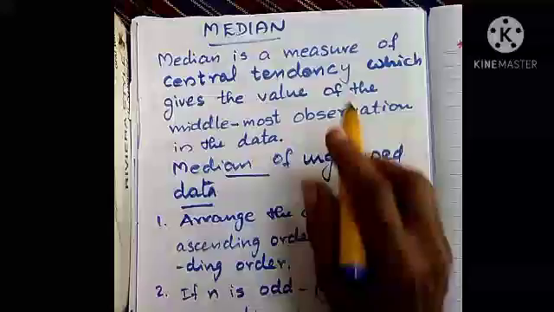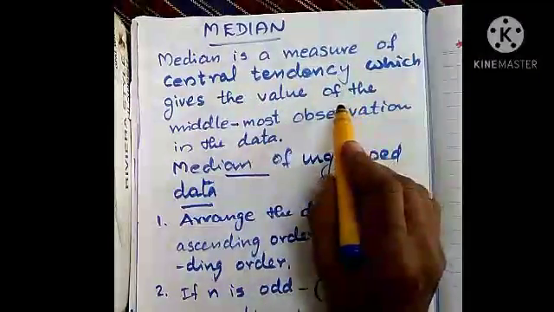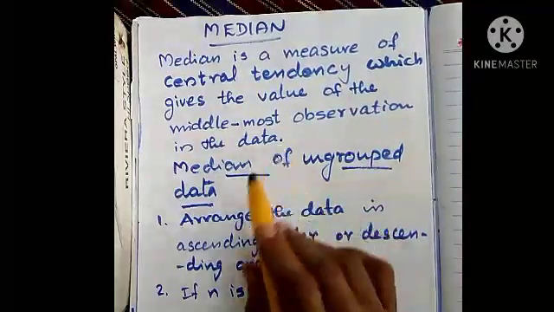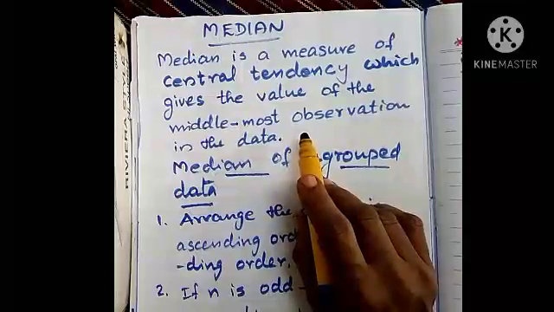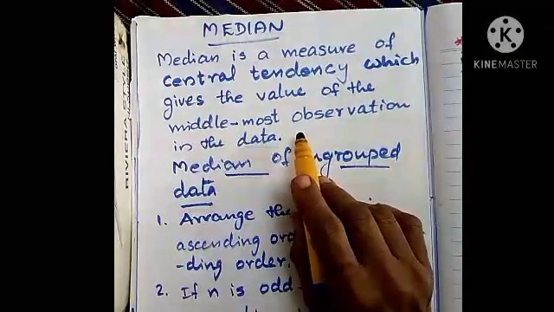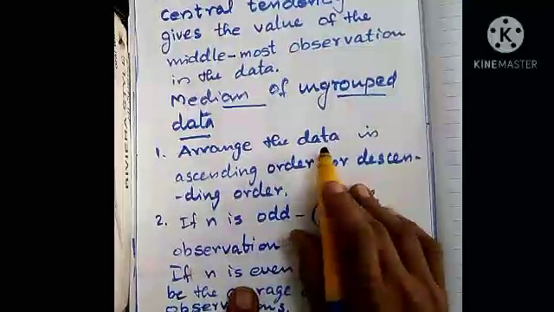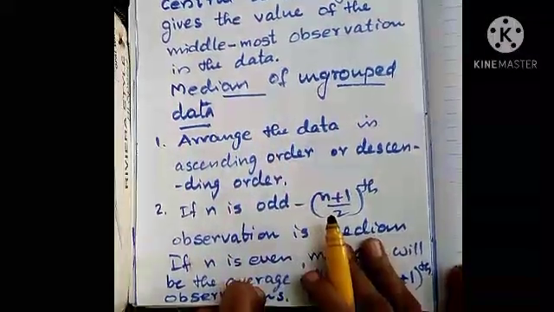Median is a measure of central tendency which gives the value of the middlemost observation in the data. Middlemost observation means the middle observation. From the given data, we need to find the middle number. Okay. Then median of ungrouped data. This you have studied anyway last year.